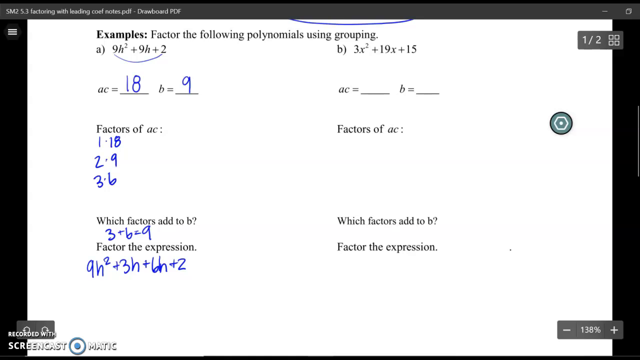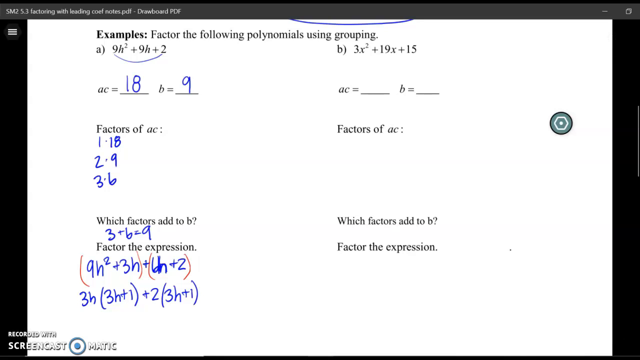Okay. Once I have it split up, that kind of looks like a 6H. Once I have it split up, I'm going to do some grouping. Factor out the greatest common factor of each one. So I'm left with a 3H plus 1. Factor out a 2 from the second one. I'm left with a 3H plus 1.